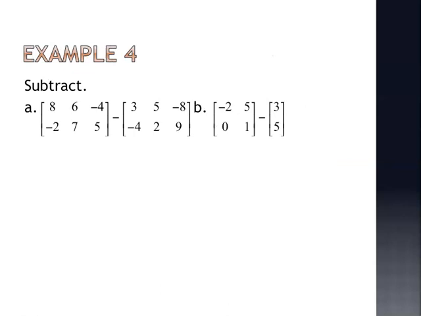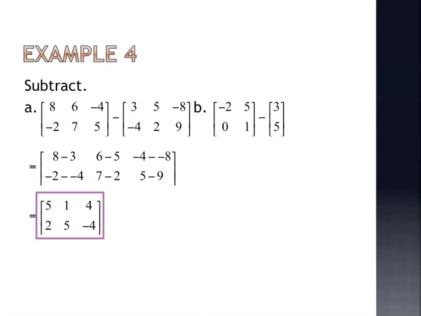So we have a 2 by 3 matrix minus another 2 by 3 matrix, so we can absolutely subtract those. So we just have to subtract corresponding elements. So 8 minus 3, 6 minus 5, -4 minus -8, and then -2 minus -4, 7 minus 2, and 5 minus 9. That's going to give us 5, 1, and 4 in the top row, and 2, 5, and -4 in the second row.